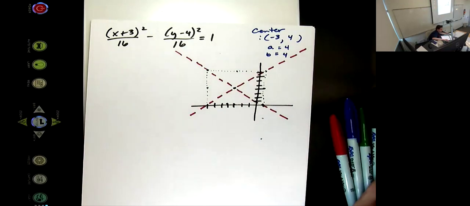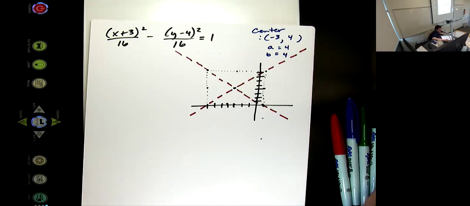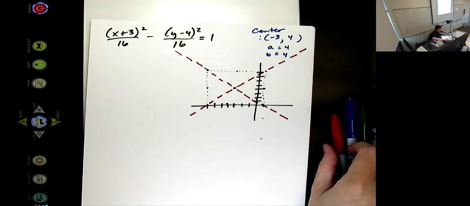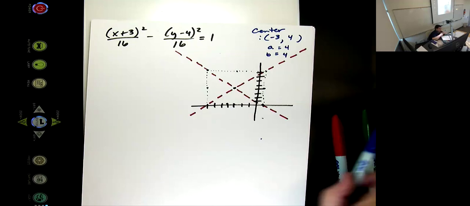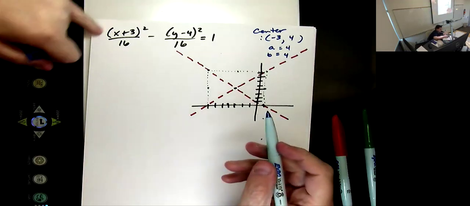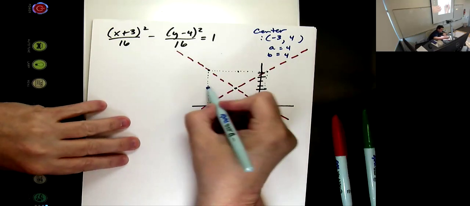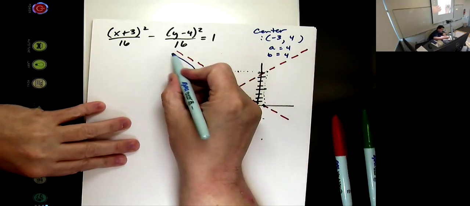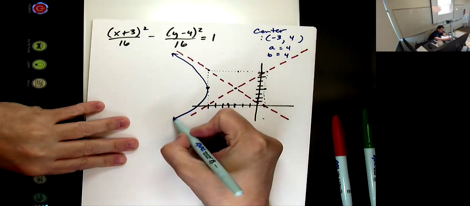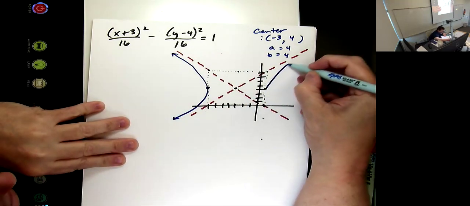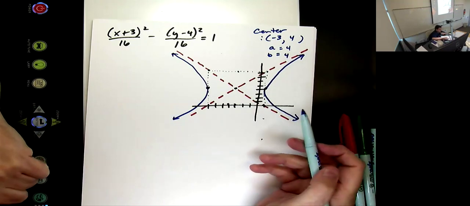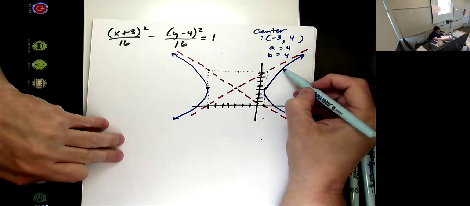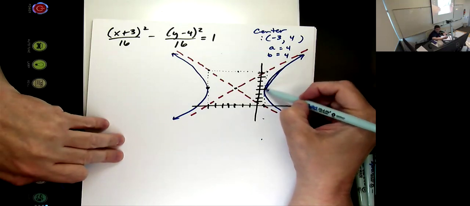Which way does this open? Up and down or left and right? Left, right. That's correct. Why is it left, right? The start of the equation is x plus 3. Yeah, the X is our positive one. So we're going like this. There we go.